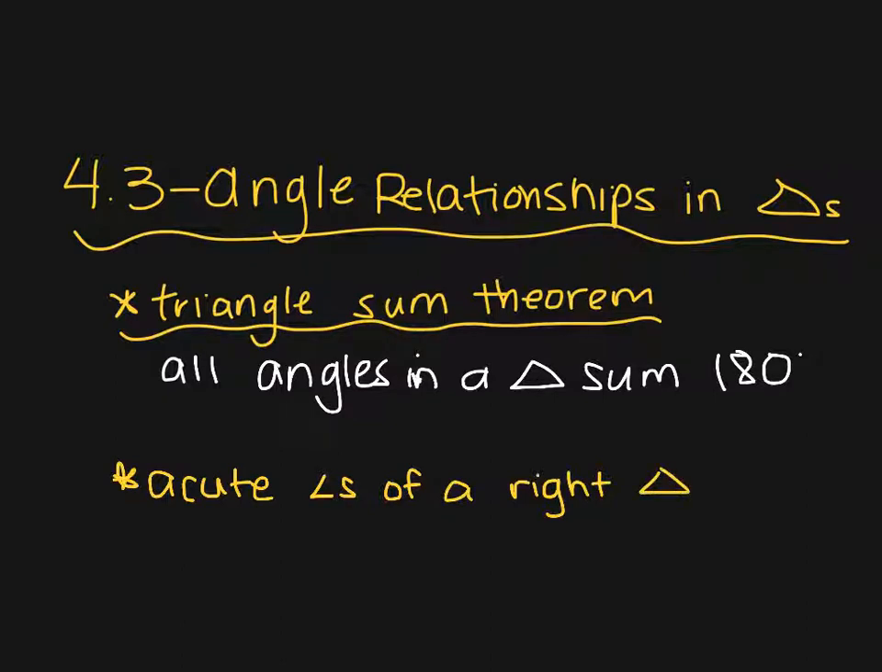Then you had the corollary that didn't have a name, but it started with acute angles of a right triangle. What's true about the acute angles of a right triangle? Good. What's another word for add up to 90? They're complementary. So if I'm told that triangle ABC is a right triangle and angle A is the right angle, I know B plus C equals 90 degrees.